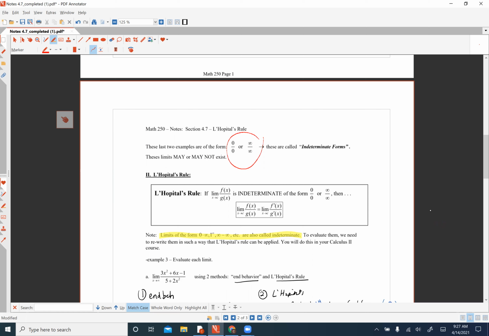Let's suppose we're considering the limit of the quotient f of x over g of x as x goes to c. Let's say the limit as x goes to c of f of x is 0, and the limit as x goes to c of g of x is 0, or they're both infinity. In that situation, the limit as x goes to c of f of x over g of x is the limit as x goes to c of the derivative of f of x divided by the derivative of g of x.